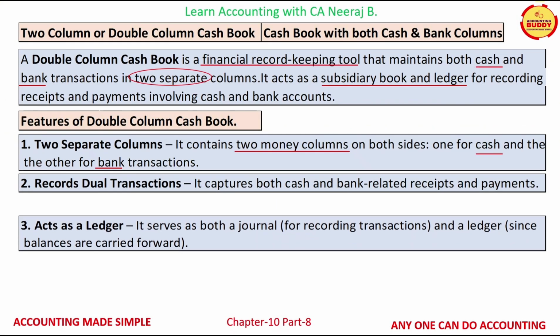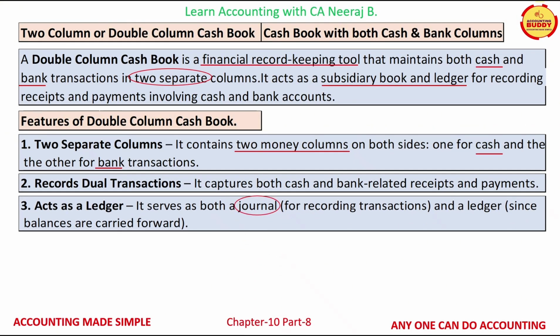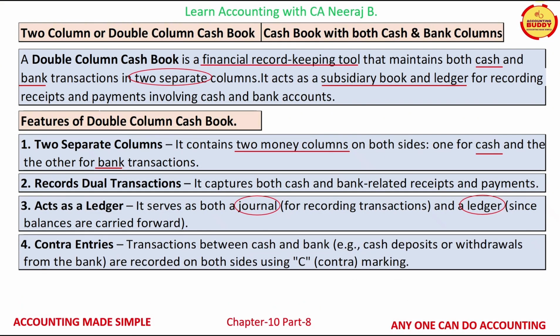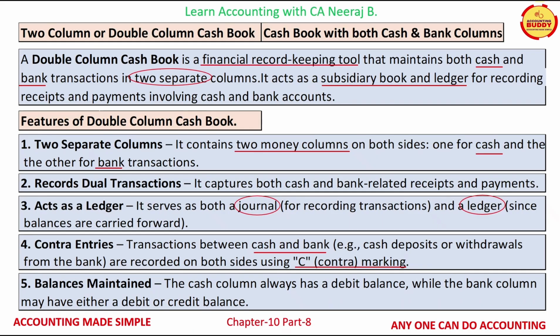Double column cash book acts as both a journal for recording transactions and a ledger since balances are carried forward. Double column cash book also records contra entries, transactions between cash and bank account. For example, cash deposited or withdrawn from the bank are recorded on both sides using C, that is the contra marking. Double column cash book maintains the closing balance of both cash and bank balance.